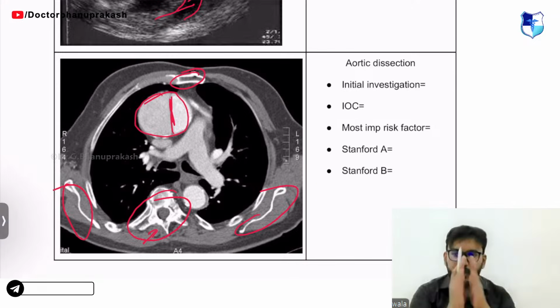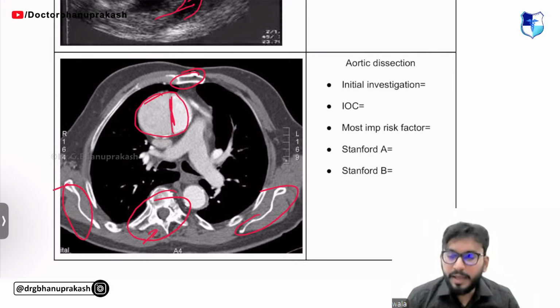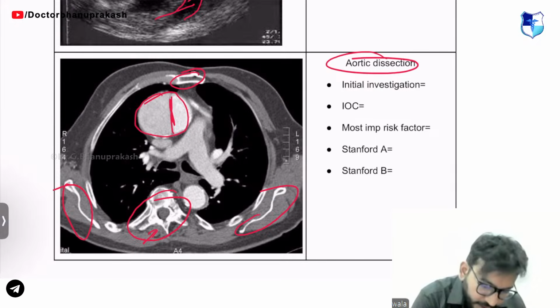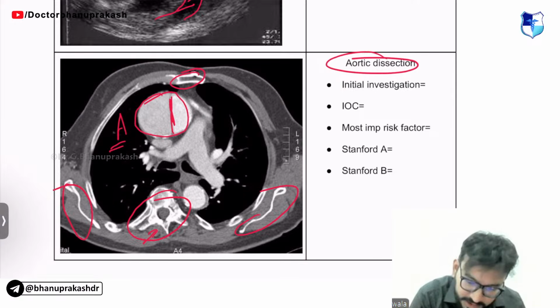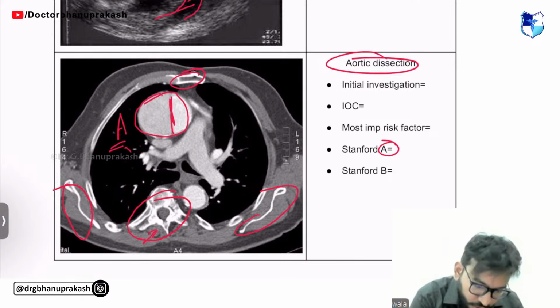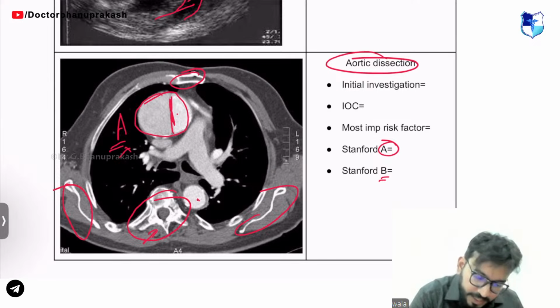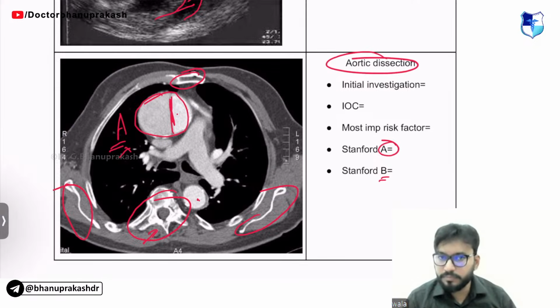This is nothing but a dissection. There has been a break. There are two lumens in your aorta. This is aortic dissection. Remember, if ascending aorta is involved, it is known as Stanford A. If ascending aorta is not involved, it is known as Stanford B. But what if ascending and descending both are involved? Obviously, it is still Stanford A.